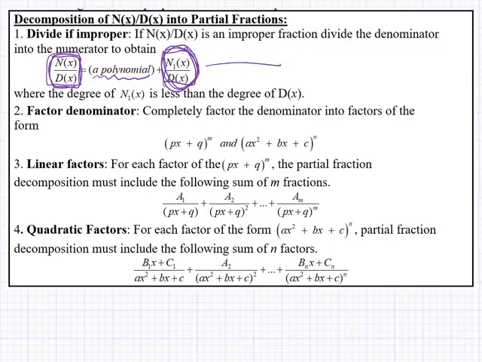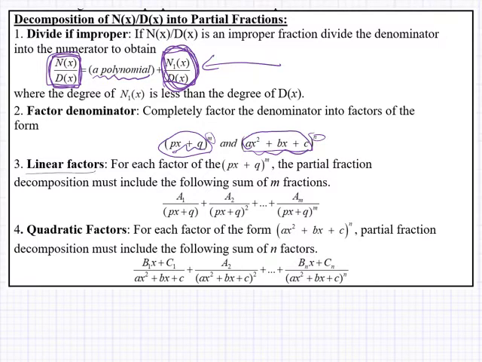And then, once we have a proper fraction, the next thing we're going to look to do is to factor our denominator completely. And your factor in your denominator will always break into either a linear factor or a quadratic factor. Now those factors might be raised to different powers, but the factor itself is either going to be linear or quadratic.